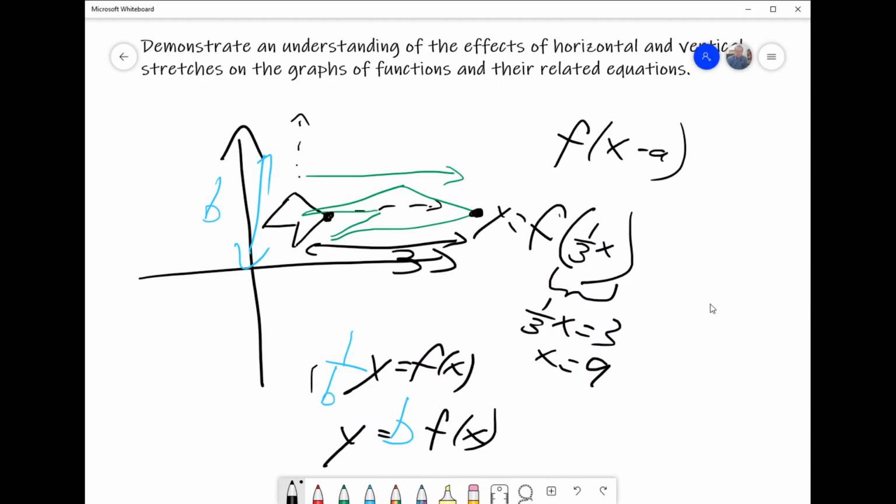So these are the basic fundamentals of vertical and horizontal stretches.